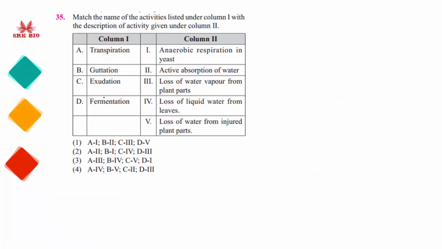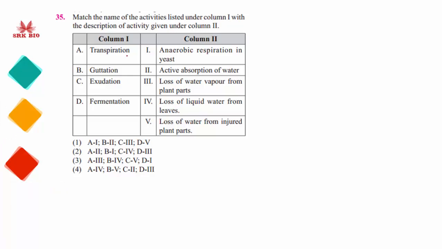Then moving to the next one, here it is match the following. The processes are given in one column and what is happening during that process is given in another column. Let us find out which one is the correct match the following. Let me take the pen.